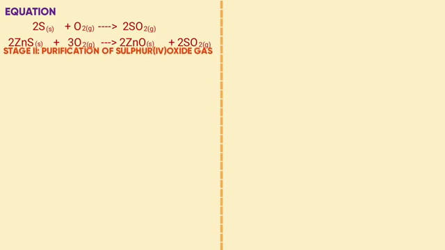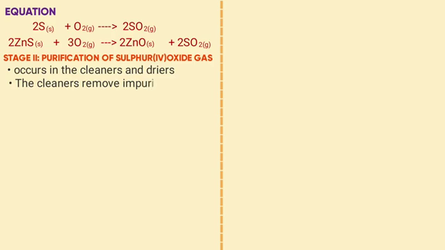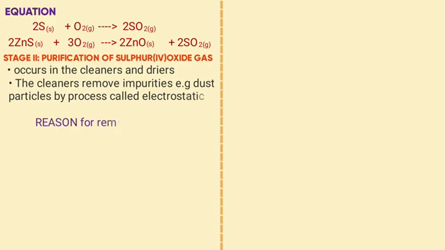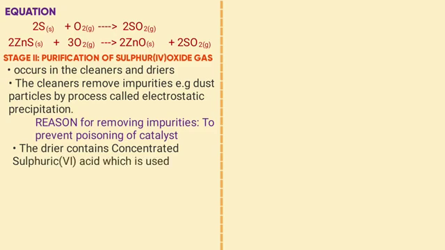Now, stage 2 is purification of sulfur (IV) oxide gas. This occurs at the cleaner and the dryers. The cleaner removes impurities, e.g. dust particles, by a process called electrostatic precipitation. The reason for removing the impurities is to prevent poisoning of the catalyst. After that, the gas mixture is passed through the dryer, which contains concentrated sulfuric acid, used to remove water vapor, that is, dry the gases, because sulfur (IV) oxide is highly soluble in water.